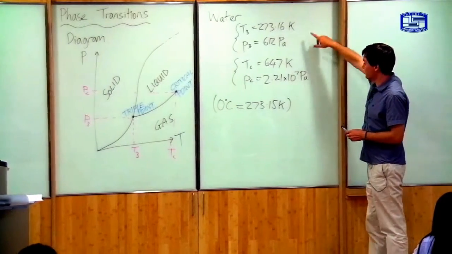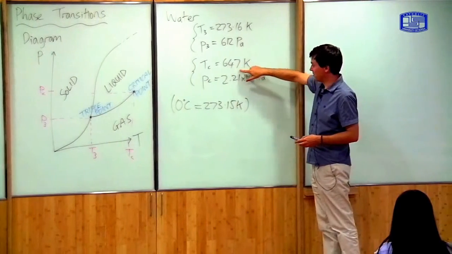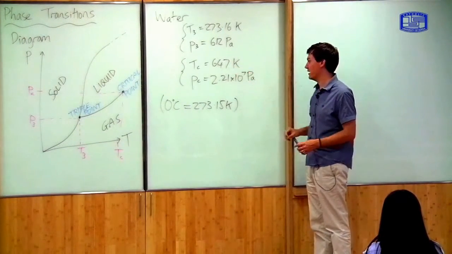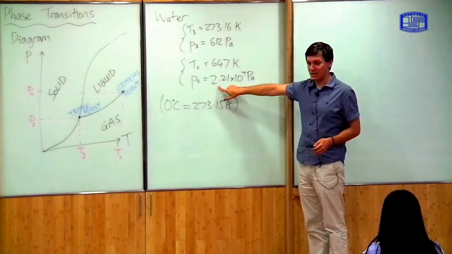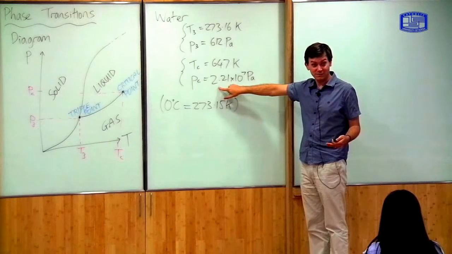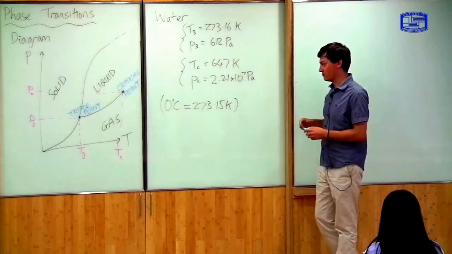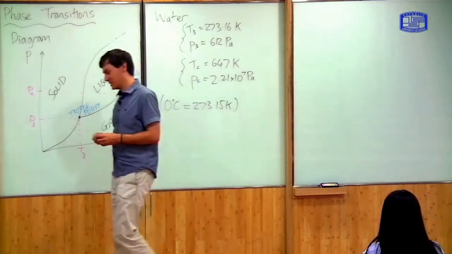Okay. And you notice also for water, the critical point, the temperature is about 400 degrees Celsius, so fairly hot, but not that hot. But the pressure is very, very large. This is about 200 times atmospheric pressure. Okay. So in order to reach the critical point of water, you have to go to very, very high pressures. So we never usually see it under normal conditions.